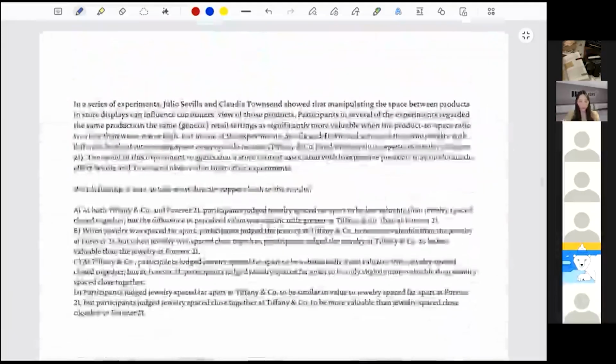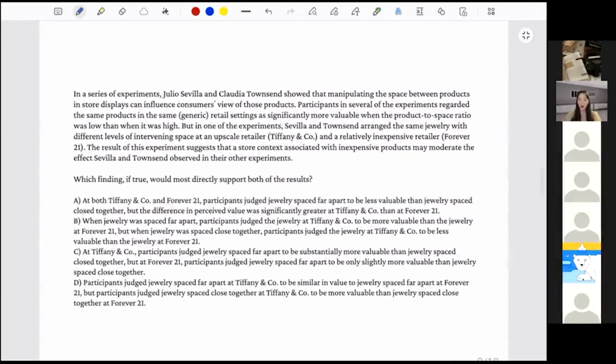So, next question. This is a question that I would call a hypothetical inference question, in which you have to directly support or weaken something that is mentioned in the passage. So let's read this question out loud. In a series of experiments, Julius Davila and Claudia Townsend showed that manipulating the space between products and store displays can influence consumers' view of those products. Participants in several of the experiments regarded the same product in the same generic retail setting as significantly more valuable when the product-to-space ratio was low than when it was high.